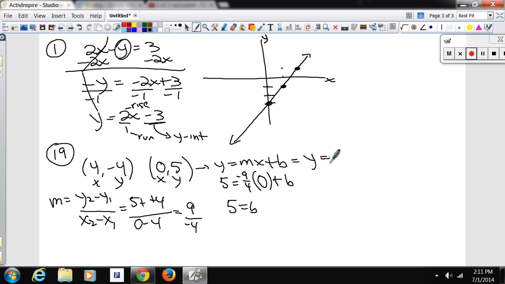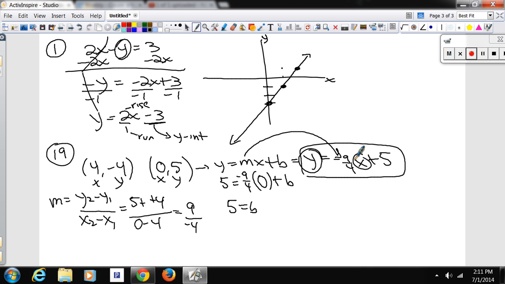So now you know your equation. y equals m, which is negative 9/4, x and then plus 5. The equation has to have x and y in it because those are my variables. Those could change. What we're looking for is the m and the b. As soon as you find m and b, you plug that into your equation and you have your slope-intercept form. You need to use the x and the y in order to do that, though.